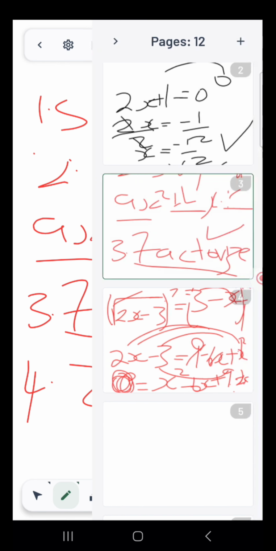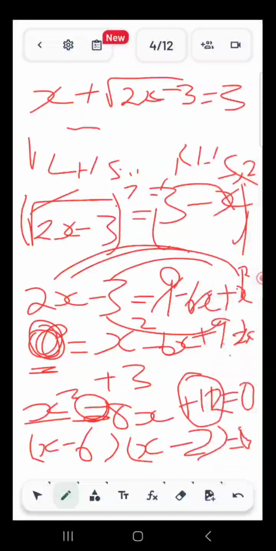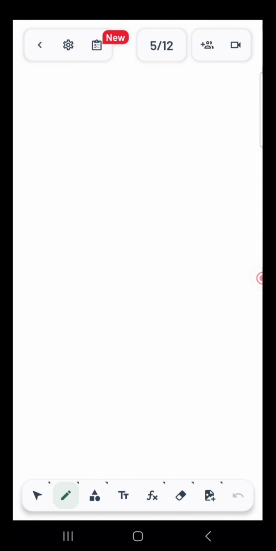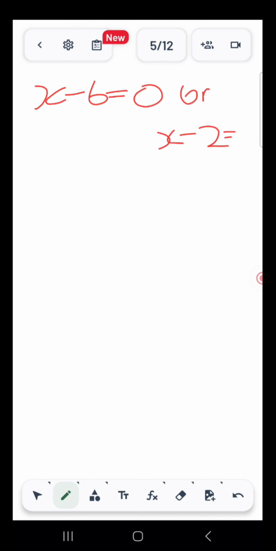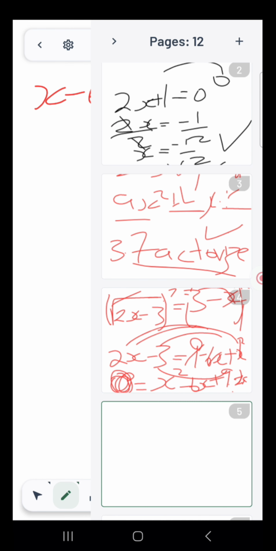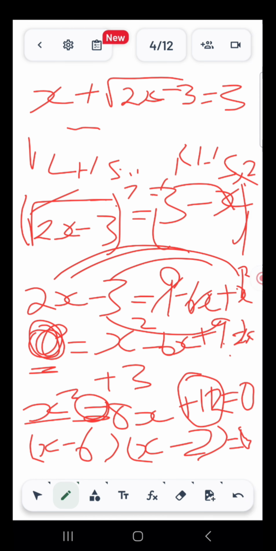Now we use the zero product principle. These brackets are called the products. They are multipliers. So each bracket gives its own 0, which means x minus 6 will be equal to 0, or x minus 2 will be equal to 0. So we separate them, and each one is equal to 0.